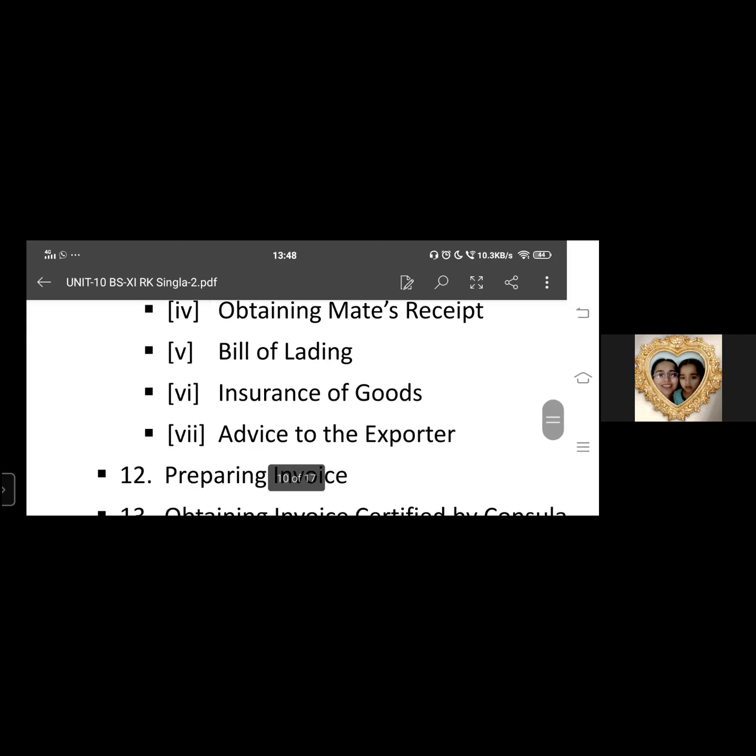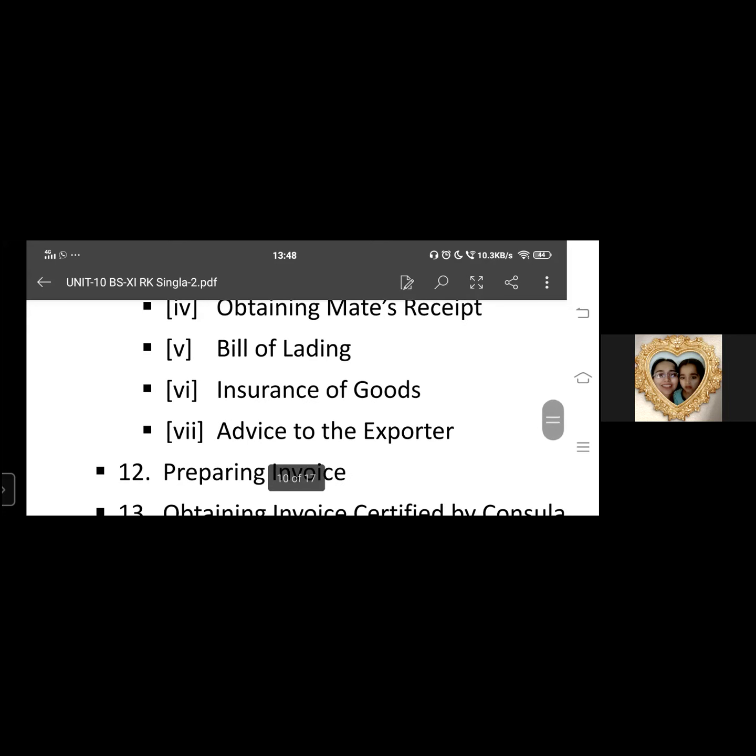bill of lading. The forwarding agent along with the receipt, jisme clean receipt ya foul receipt hai, goes to the office of the shipping company. There he fills the form of the bill of lading and deposits it along with the mate's receipt in the office of the shipping company.